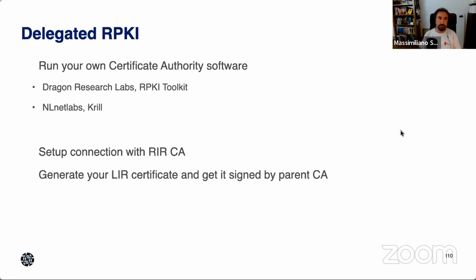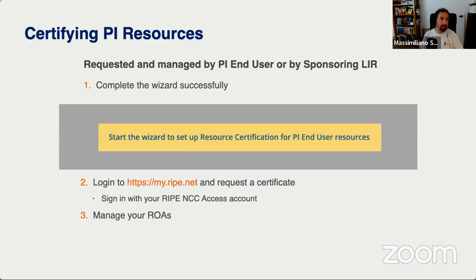So the suggestion now is, if you want to run delegated RPKI, run it, but then as a publishing point, use your regional registry. So there's one endpoint that gets contacted.